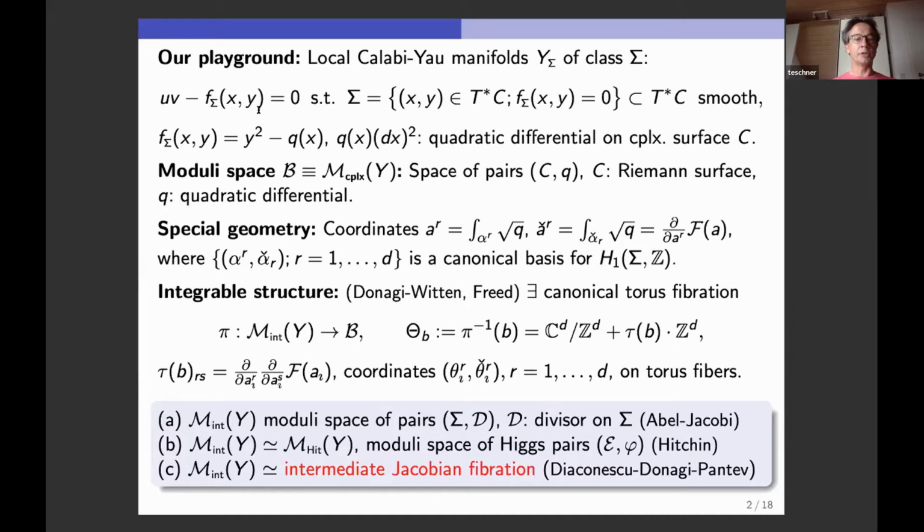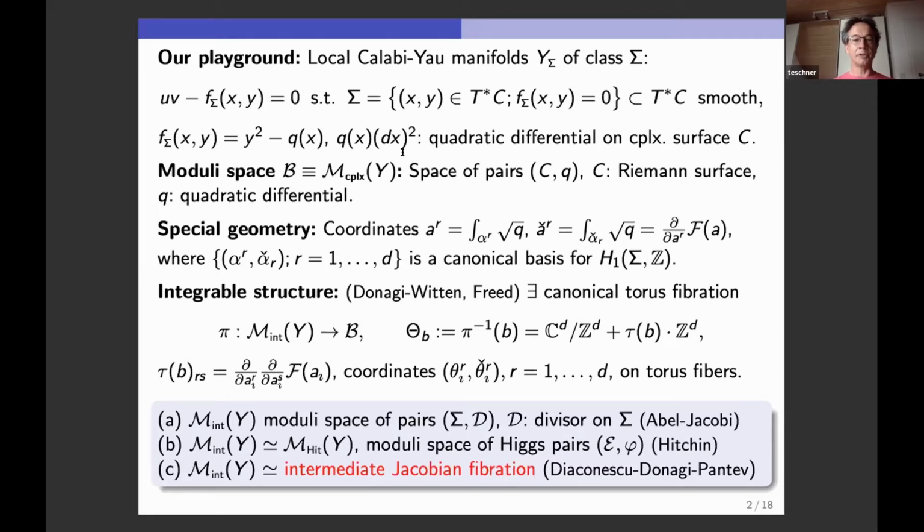So we consider local Calabi-Yau defined by equations of this form. We have here four complex variables related by one equation, uv minus some function f_sigma of x and y equals 0, which is such that the curve, that is the one complex dimensional curve defined by just setting this function f_sigma of x and y to 0, is a subset of the cotangent bundle of some Riemann surface, which we assume to be given once and for all.